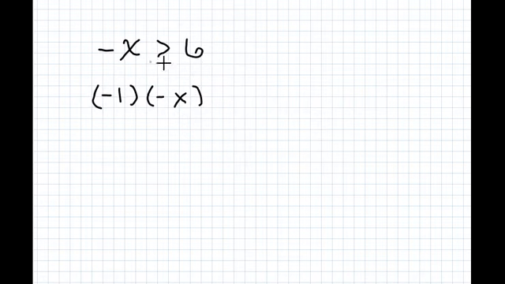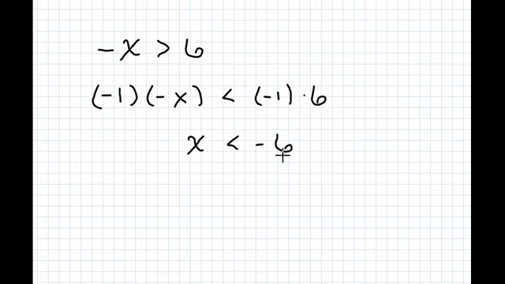Now, since we multiply by negative, we're going to flip the inequality. So that's one of the rules that you have to remember, is to flip the inequality only when we multiply by negative. So -1 times negative x is just x, and so we're left with x is less than -6.